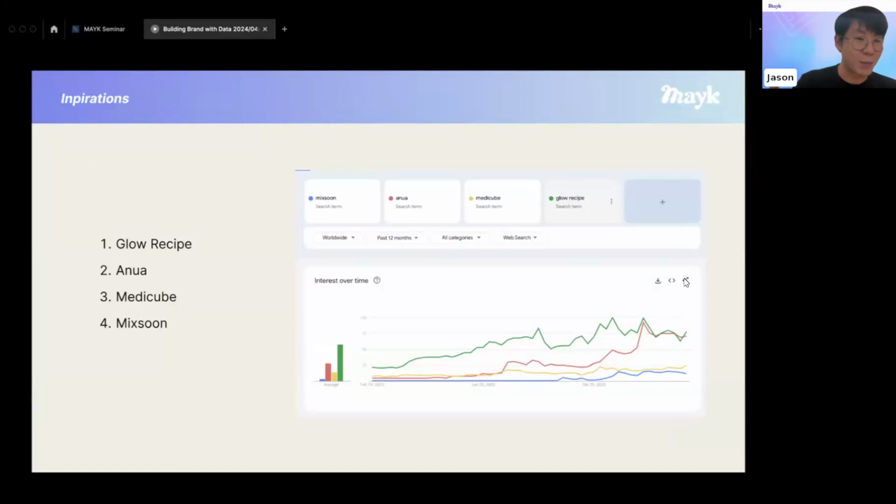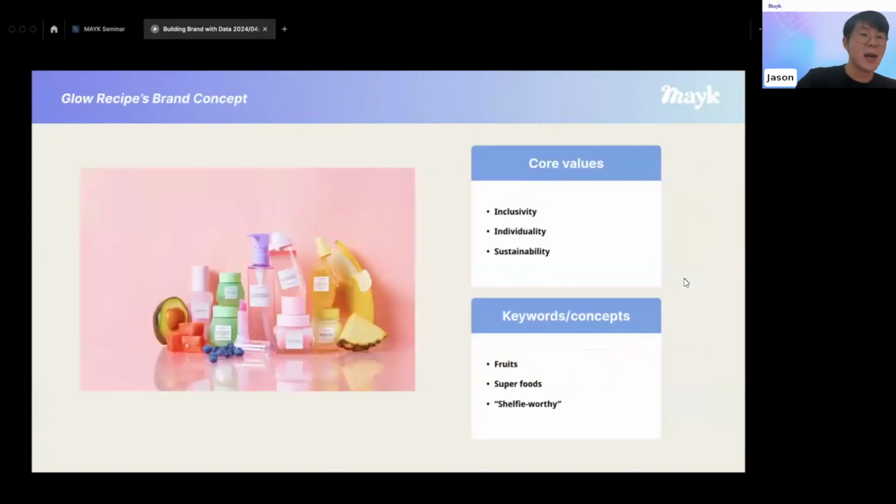I'm just going to give you guys a couple more inspirations on different brands and how they set up their concept, what kind of effects they have, and how they try to attract their customers. So these are 4 brands that are trending within the past 12 months. Starting off with Gold Recipe. It's a brand focusing on fruits, superfoods, and valuing the environment by providing shelfie-worthy glass bottles to emphasize sustainability.